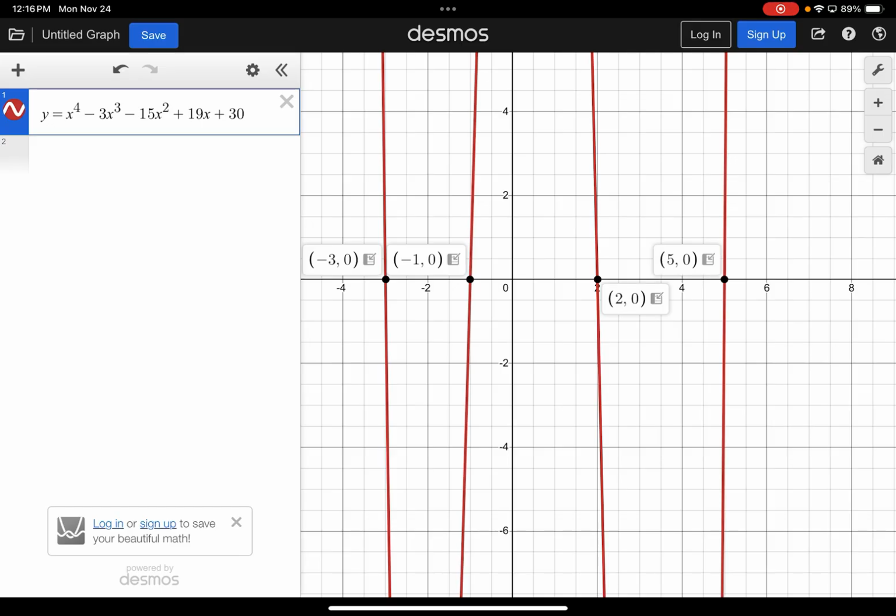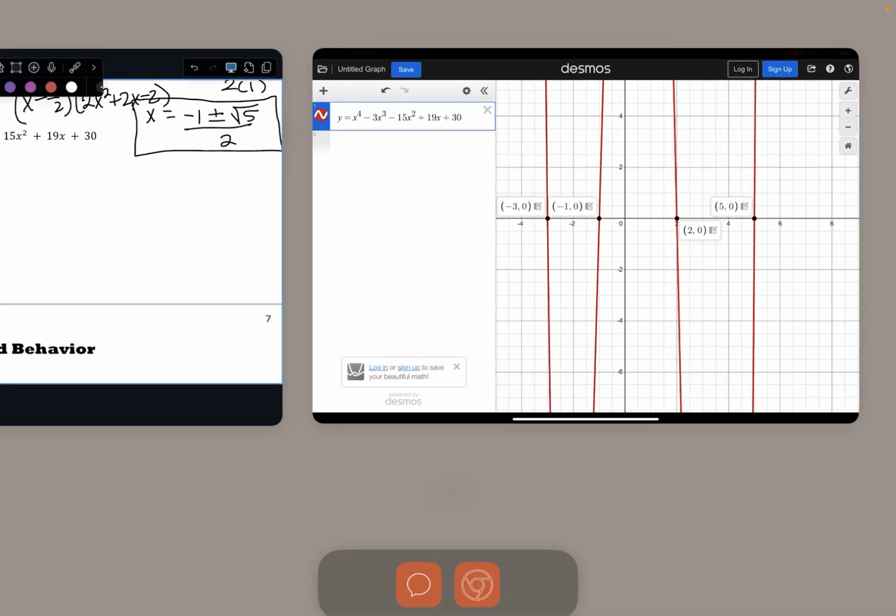I am only letting you grab one of your answers from the graph. The other ones you can check with your graph, but you need to show your work for how you got them. So, it's probably going to be easiest to do synthetic on my -1. So let's pick -1.